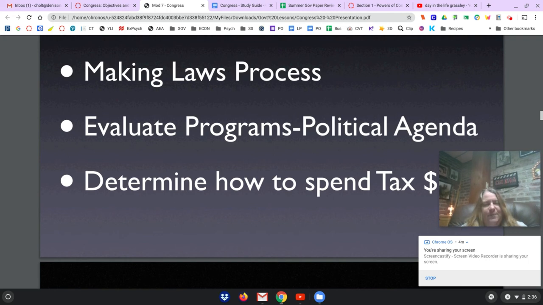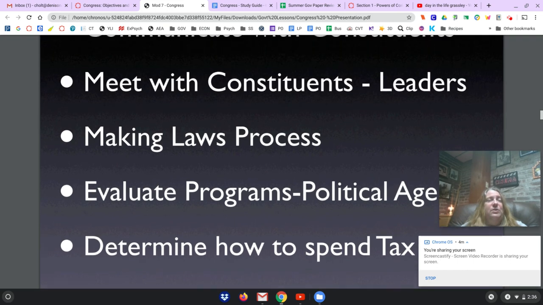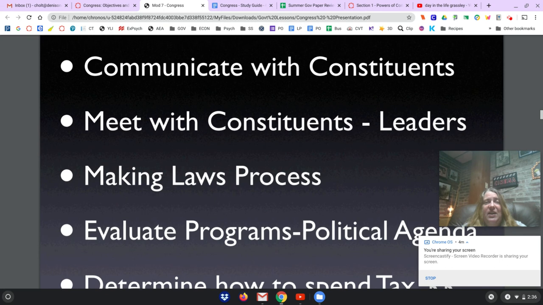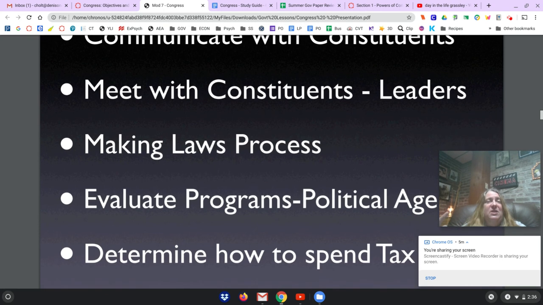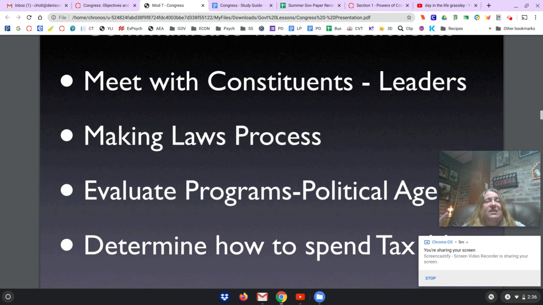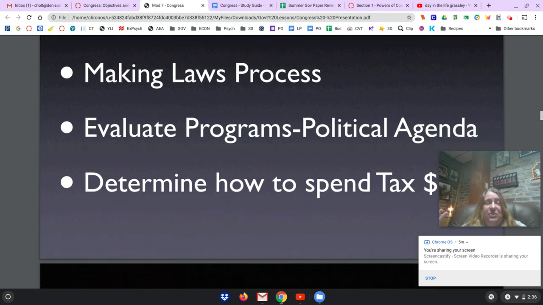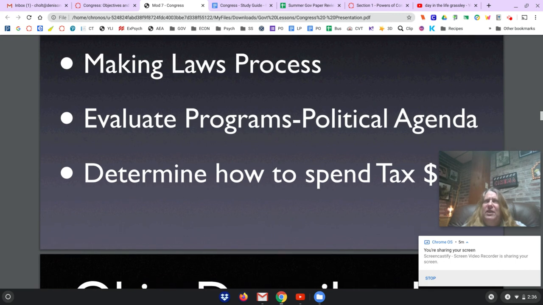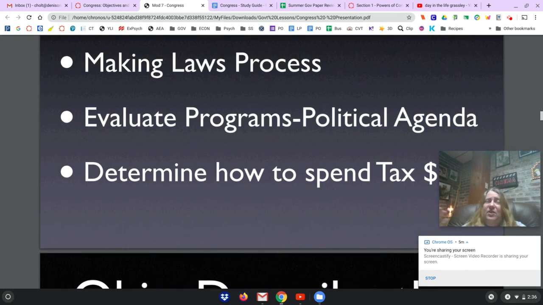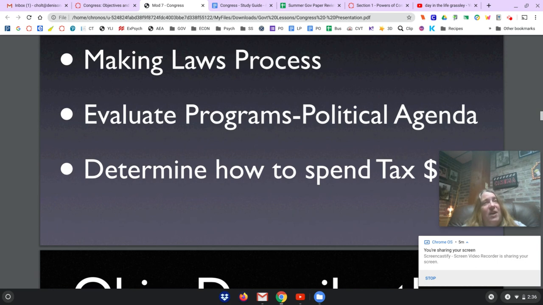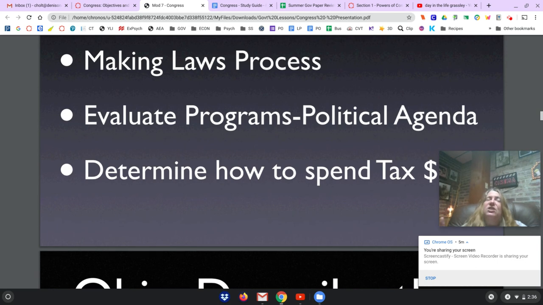So there's objective 2. These are the 5 roles of a Congress member: to communicate with their constituents, to meet with their constituents, to meet with various leaders, to do the bill to law process, to evaluate programs, figure out what's working, what isn't, hold those hearings in committee to figure it out. And then, of course, since we have such an expensive system, to determine how to spend your tax dollars. Don't forget to update your notes.